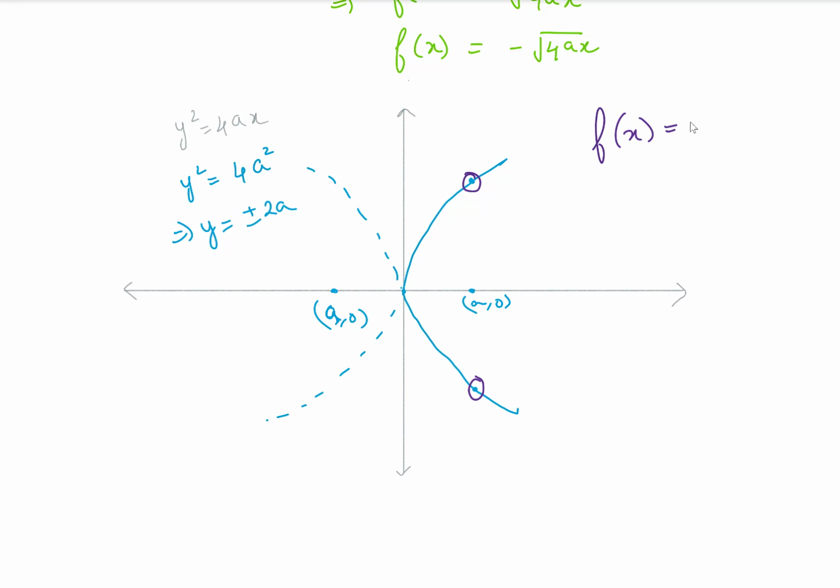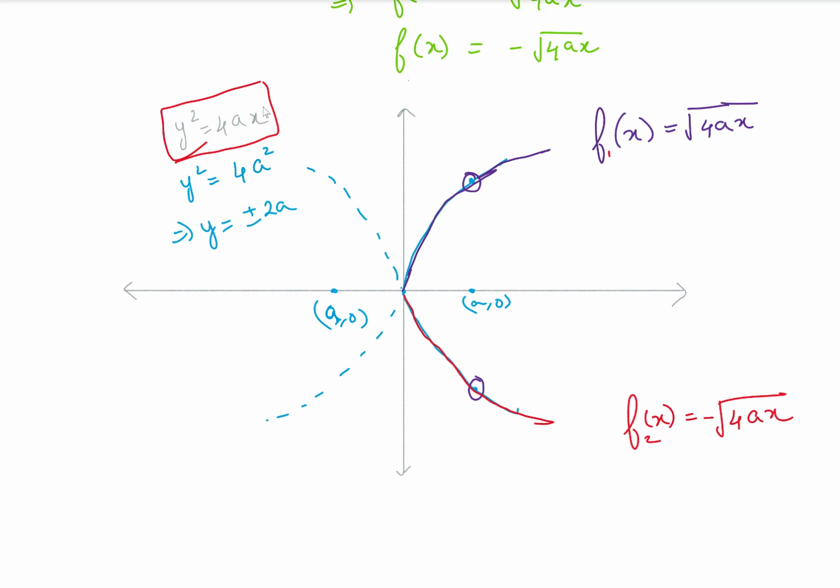Independently, f of x is equal to root 4ax, which is this part of the curve, that can be treated as a function, and f of x is equal to minus root 4ax. For convenience, let's call this f1 and this is f2. This is also possible to be treated as a function independently, but their combination, which gives us this relation, that is not a function.